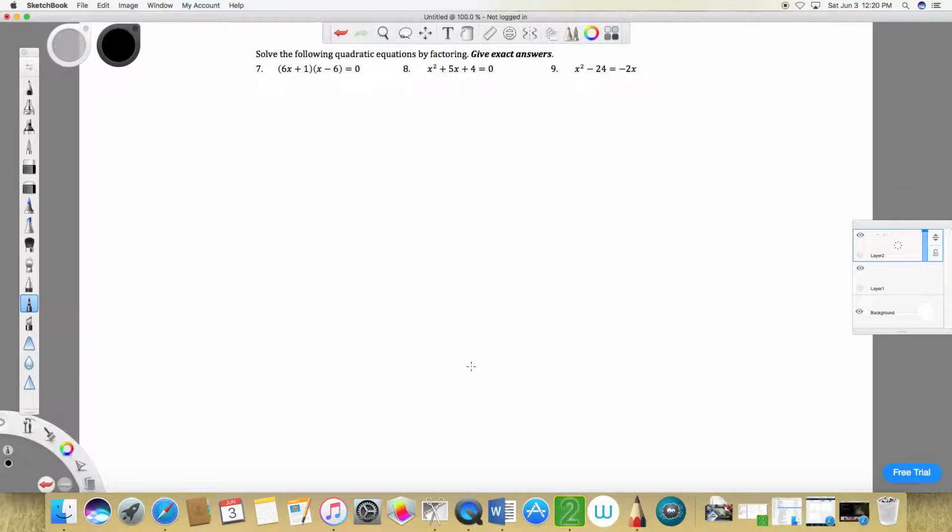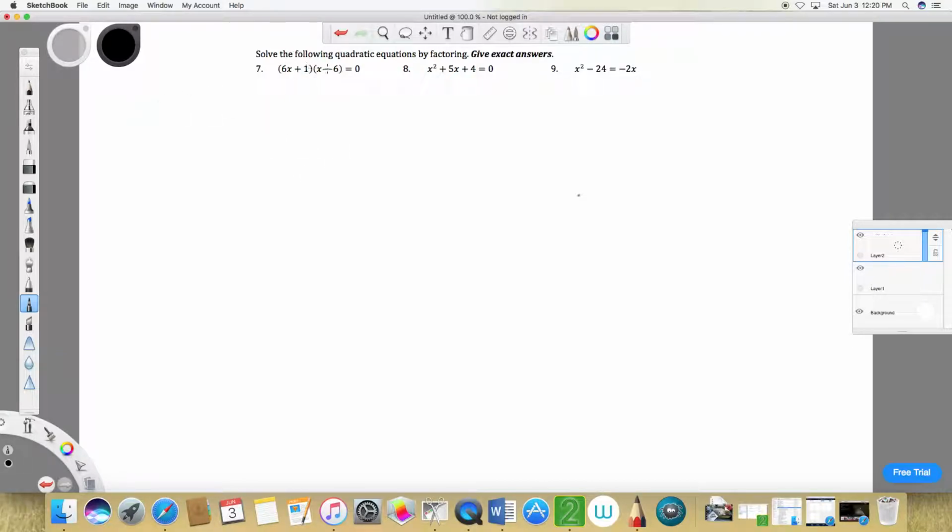Let's take a look at solving these three quadratic equations. On the left, I've seen students that are tempted to multiply these two binomials together. Well, you don't want to do that. You've already got it in factored form.